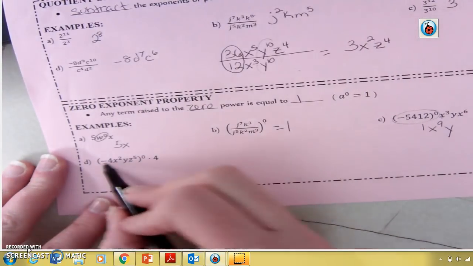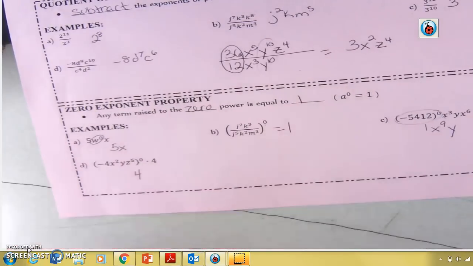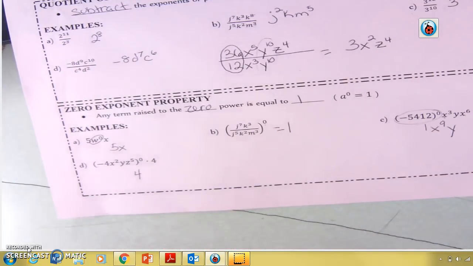And our last one, this whole thing to the 0 power is 1. So then times 4 must be 1. Careful, a lot of people want to say that 0 times 4 and it's 0. So, all right, good luck.